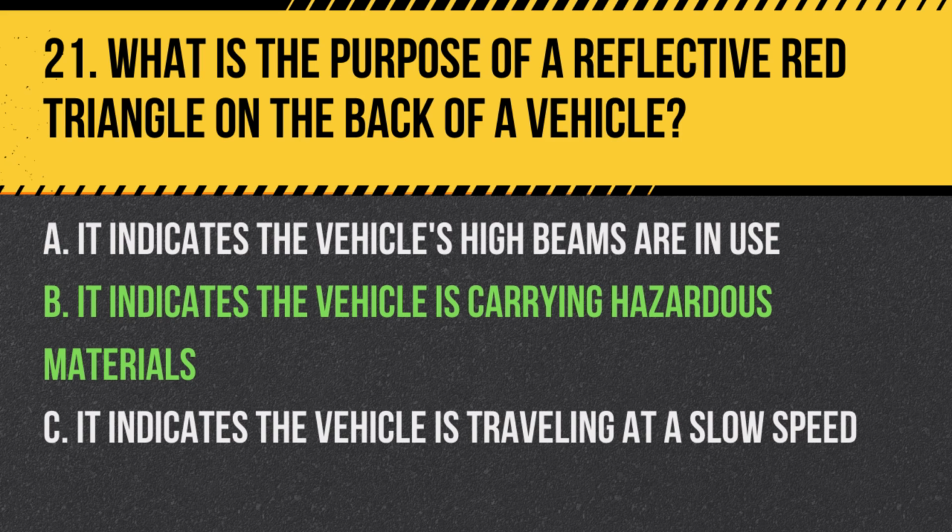A reflective red triangle on the back of a vehicle indicates that the vehicle is carrying hazardous materials, serving as a warning to other drivers.